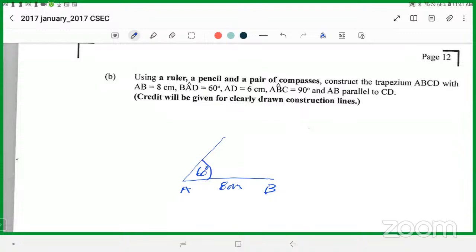And then, so D is going to be up here. And AD must be 6, so this must be 6 centimeters. And then the angle over here must be 90. Angle at B must be 90, so I'm going to put a 90-degree up here.